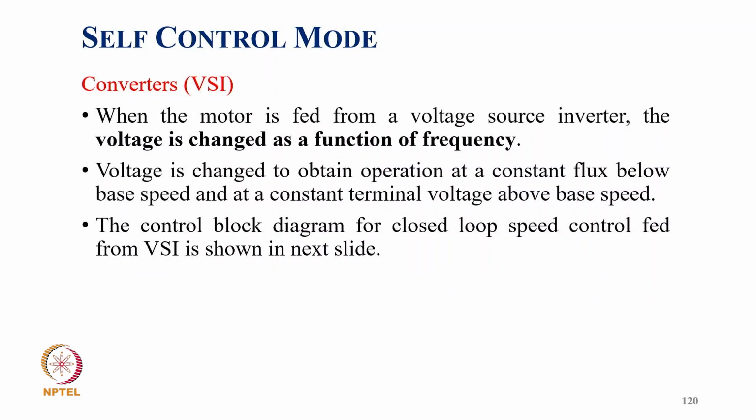So when the motor is fed from a voltage source inverter, the voltage is changed as a function of frequency. The voltage is changed to obtain operation at constant flux below the base speed and at constant terminal voltage above the base speed. The control block diagram of a closed loop speed controlled VSI is shown in the next slide.